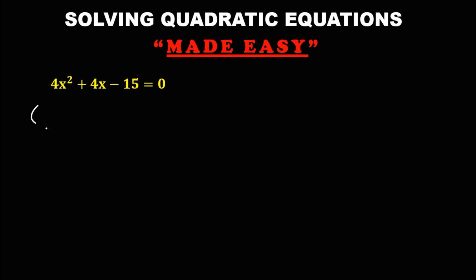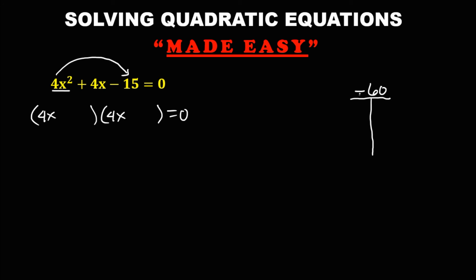Then for this given, we have 4x to the power 2. So this is 4x and 4x, and 4 times negative 15. So this is negative 60. Then to find the factors of this negative 60, since it is negative, one is negative and one is positive. But since the middle term is positive, the bigger number must be positive.